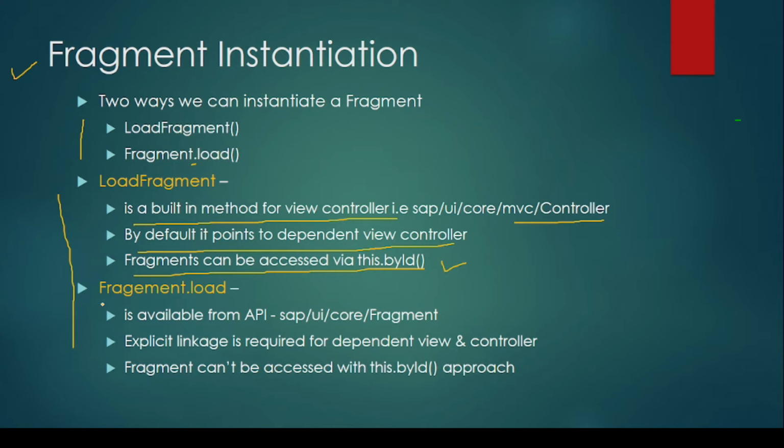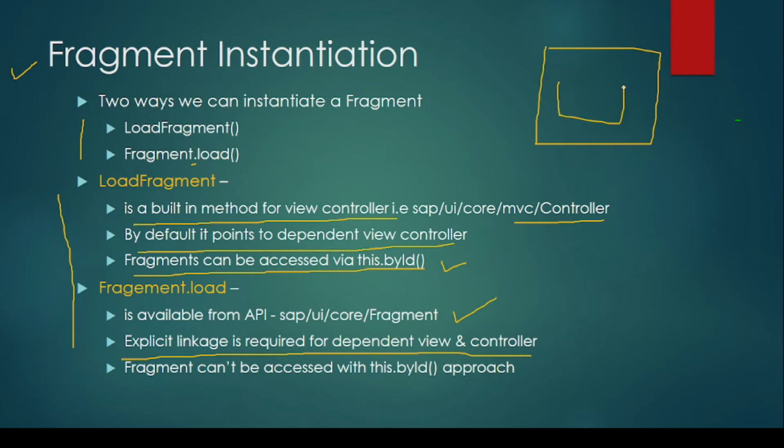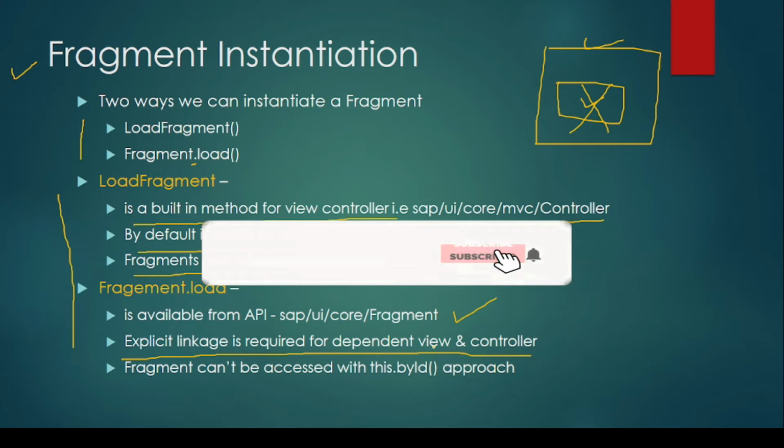Now, the second approach is called Fragment.load, right? In this case, you need a dependent library called sap/ui/core/Fragment that you need to add as a dependency to your controller. Here is the catch: explicit linkage is required for your dependent view and controller, right? So who will be my dependent view? If this is my parent view and I'm embedding a child as a fragment, then the life cycle of this fragment should be such that once the parent is destroyed, this also has to be destroyed. So that's why this add dependency is needed.